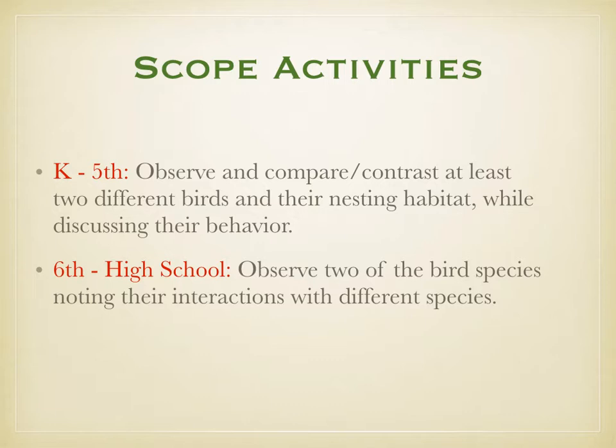The objectives for the scope activities are as follows. K through 5th grade will observe and compare and contrast at least 2 different birds and their nesting habitat while discussing their behavior. 6th through high school will observe at least 2 bird species, noting their interactions with different species.